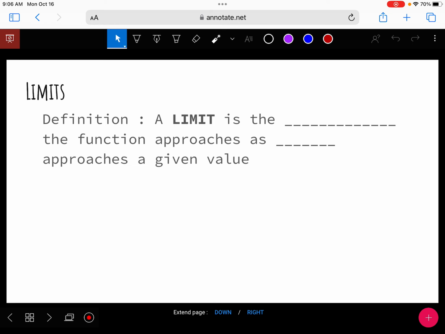Alrighty. So our first thing we need to do is figure out what a limit is. We're going to be talking about limits today. So a limit is the y value that a function approaches as x approaches a given value.